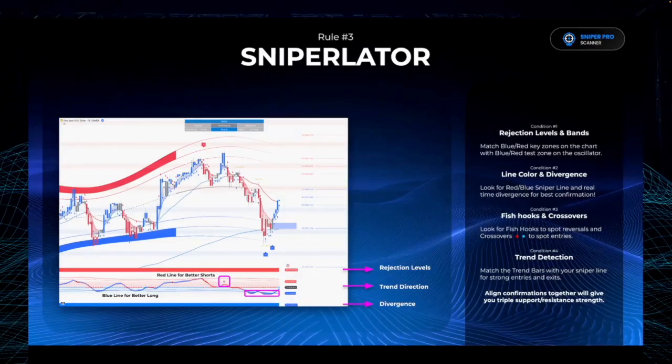Now, the other thing is we also have real-time divergence built in. You're going to notice that our divergence works in real time, candle by candle by candle, and the Sniperlator will only give you the 2 most recent divergences.